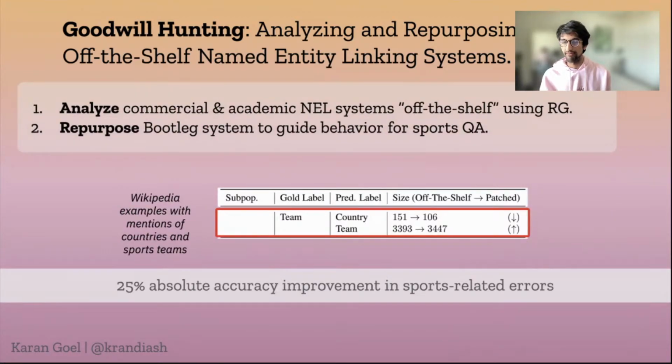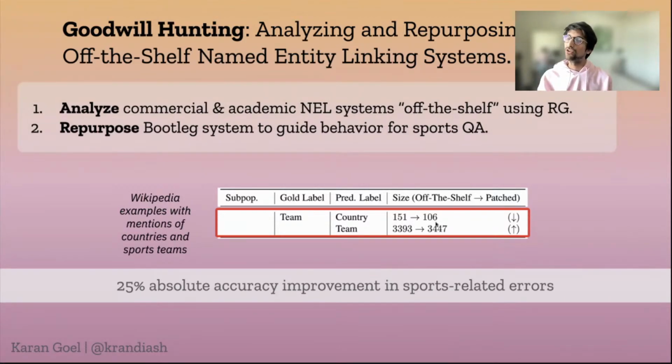And then we found that we could just retrain the same model, and we could actually reduce a lot of the errors that this model was making. So, a 25% absolute accuracy improvement on these sports related errors. And second, in the particular subpopulation of interest, you can see that it was much more likely to predict the sports team instead of the country. So what I'm saying is, if the gold label was a team, and it was earlier predicting country, it is now much less likely to predict country because we've guided its behavior a little bit.